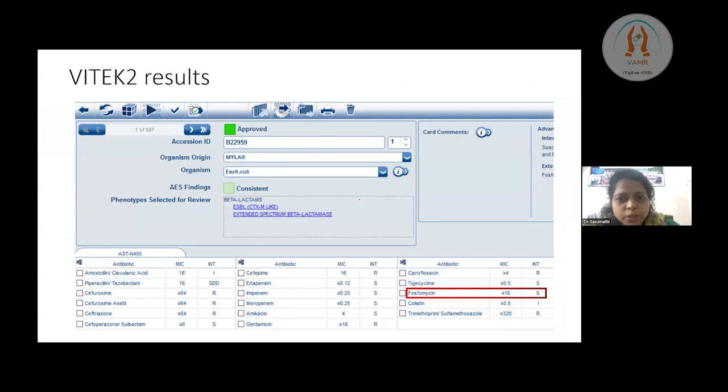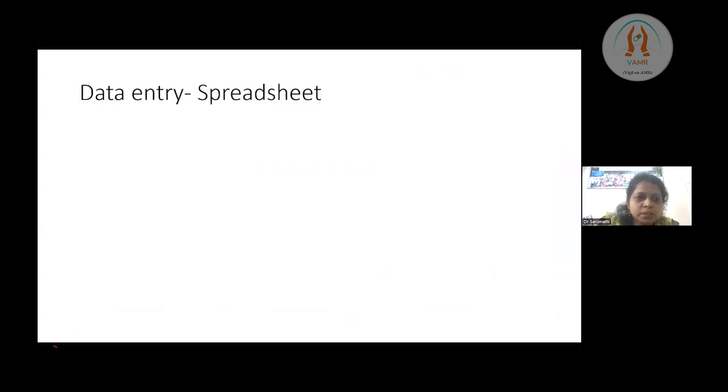We are going to enter our values in a spreadsheet for each center. In each center, you are going to maintain a separate spreadsheet in your lab, in your system. From your VITEK report, either it is a 405 or 406, whatever panel you are putting, the fosfomycin MIC will come. This MIC along with the interpretation you are going to enter in your spreadsheet for each isolate. How you are going to enter, I will show you. I will share the screen.